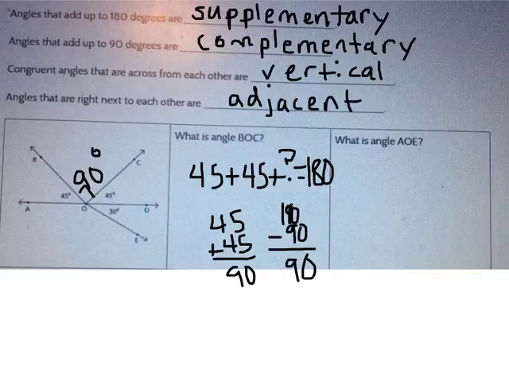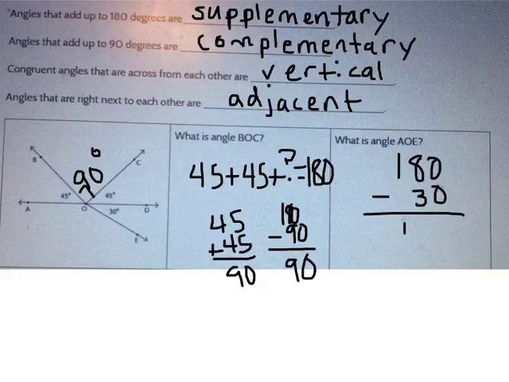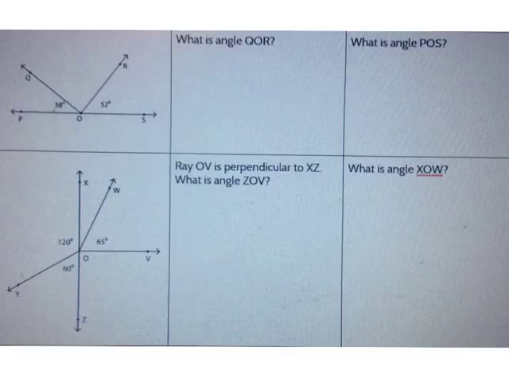Now let's solve for angle AOE. Angles AOE and EOD are supplementary. They add up to 180 degrees. So I can subtract 180 minus 30 to find my missing angle. What's 180 minus 30? It's 150. Angle AOE is worth 150 degrees. Now let's solve for a couple other angles.